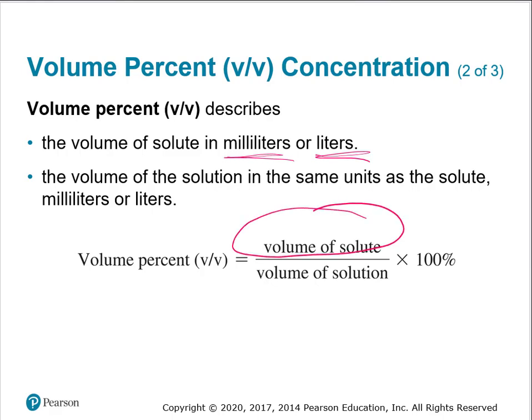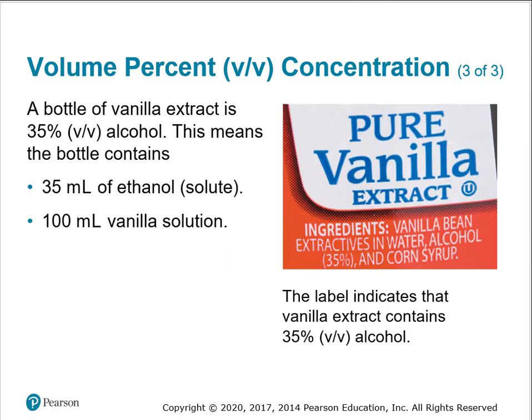And again, we just take the volume of solute divided by the whole solution, times 100. Very similar to mass percent, but mass percent was in grams, grams divided by grams. Volume percent is either milliliters or liters divided by the same unit. Let's say that we have a bottle of vanilla extract, and it says right on that bottle that this is 35% v/v alcohol. This means that the bottle contains 35 milliliters of ethanol, which is the solute, per 100 milliliters of vanilla solution.